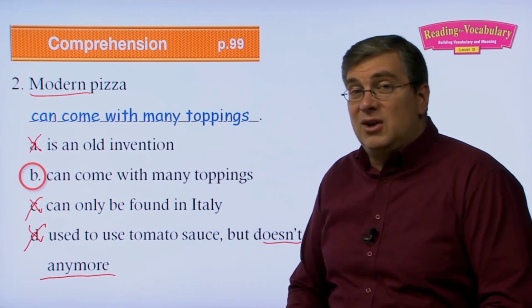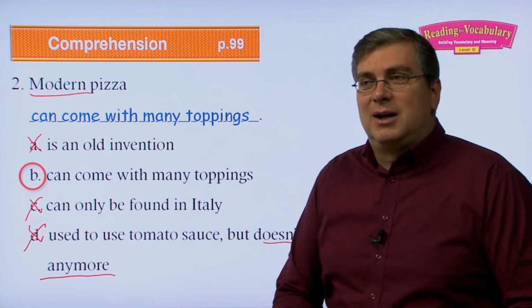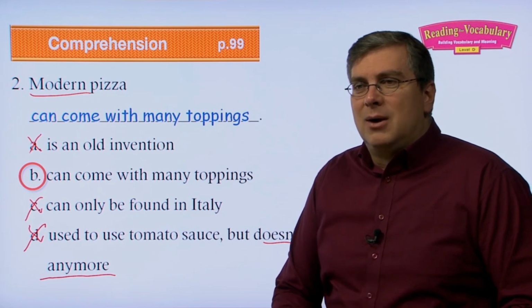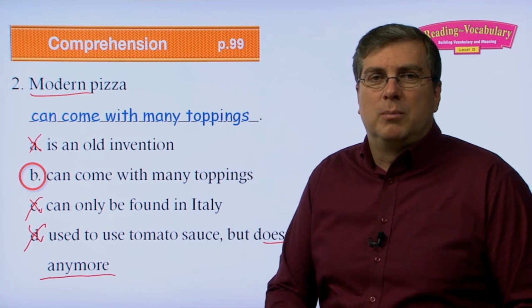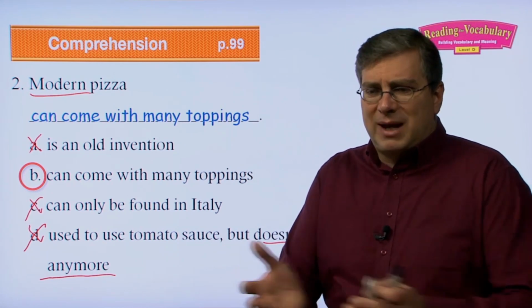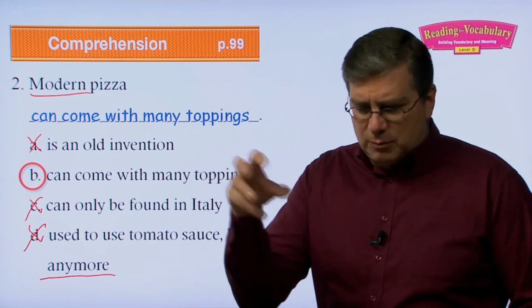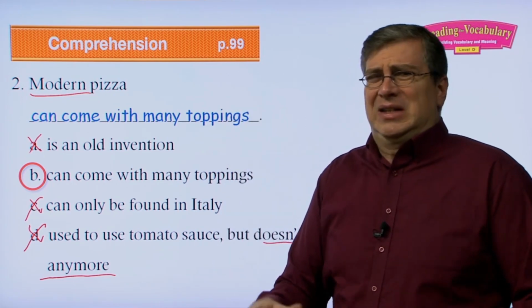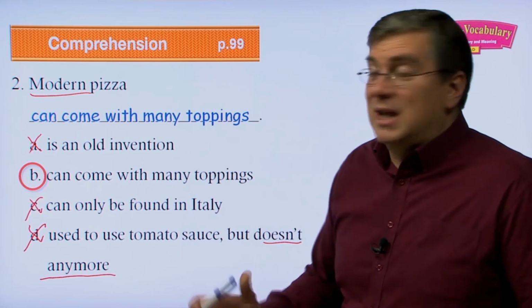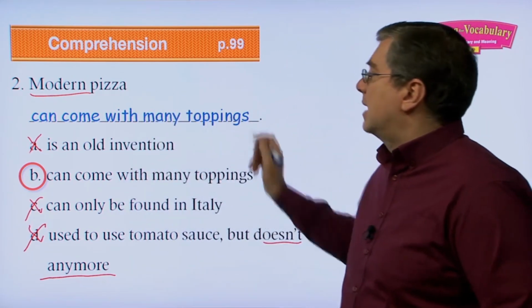But you can find it with fish toppings, anchovies especially, or spinach and goat cheese, right? All sorts of different things people will put on pizzas. Sometimes people will make a pizza look like nachos, right? They'll put chips and guacamole and sour cream on top of the pizza. That's getting weird, right? But anyway, that's modern pizza. Can come with many toppings.